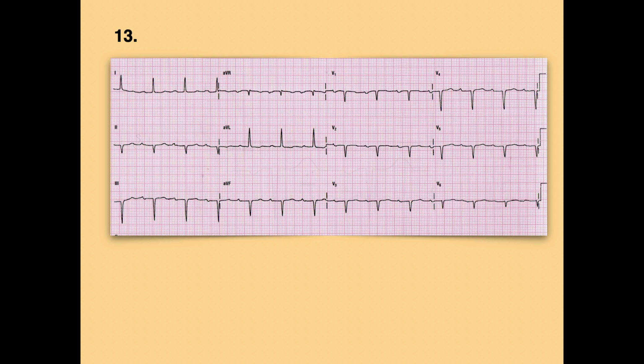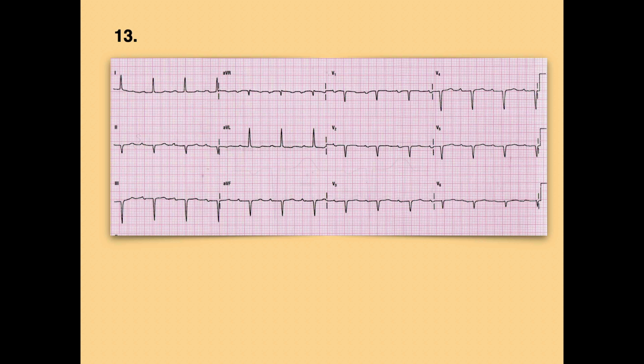So the question is, we know that pathologic Qs either mean something old or they're associated with something acute. In this case, which one is it? I'm gonna say old. Okay, and I agree with that because there's no signs of acute ischemia here, right? Nothing that we've learned so far.